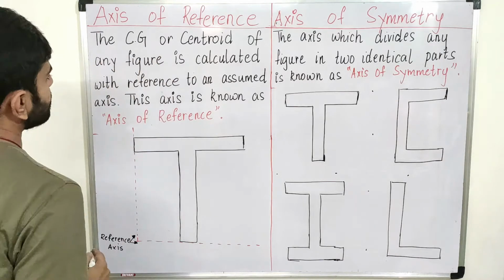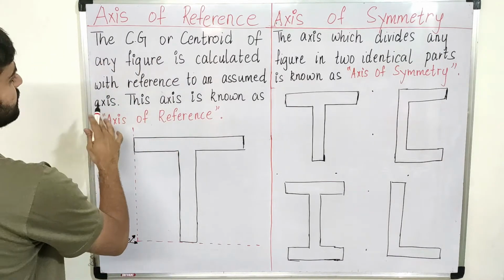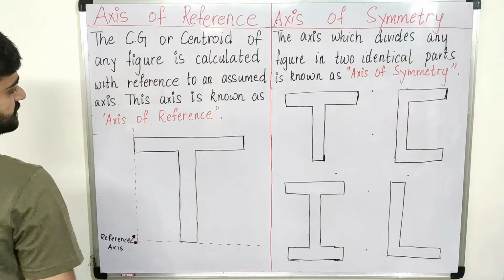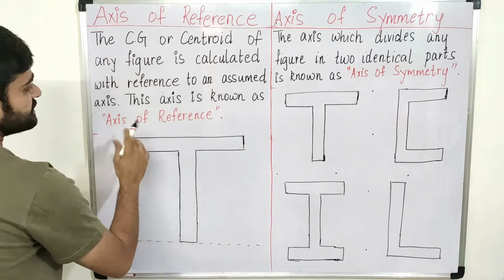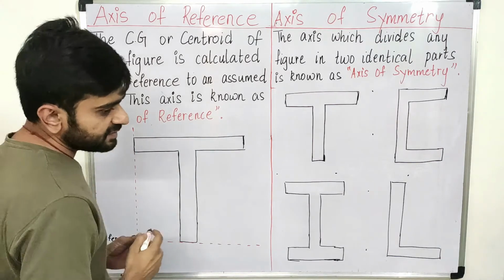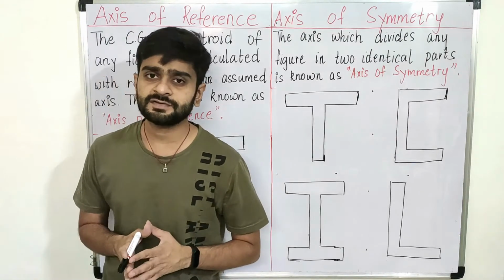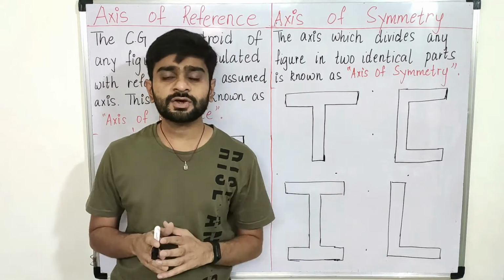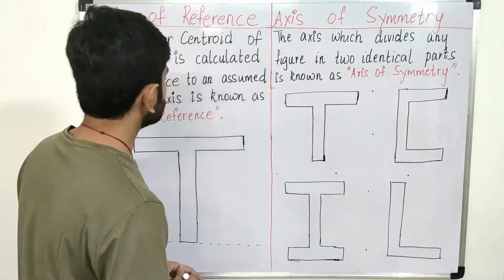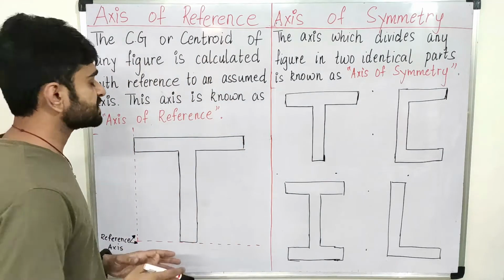The CG or centroid of any figure is calculated with reference to an assumed axis. This axis is known as axis of reference. In my previous lectures we saw what is centroid and what we mean by center of gravity. But when we are asked to calculate these things, what we need to do is put up a reference axis.